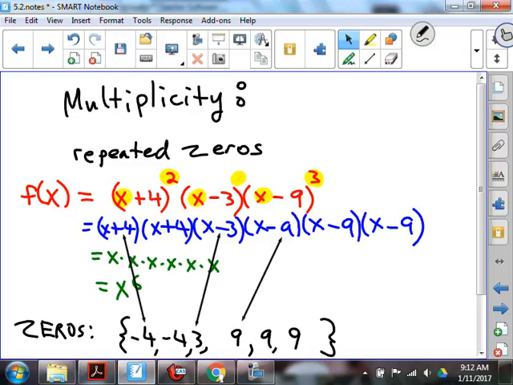So the deal is that function f of x has a 0 of -4, and that 0 has a multiplicity of 2. Multiplicity is a repeated 0. How many times it repeats? That function has an x-intercept, a root, a 0 of 9 with a multiplicity of 3. Okay? So multiplicity simply says if a 0 repeats, how many times it repeats.